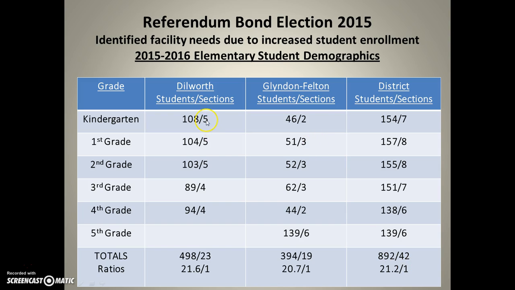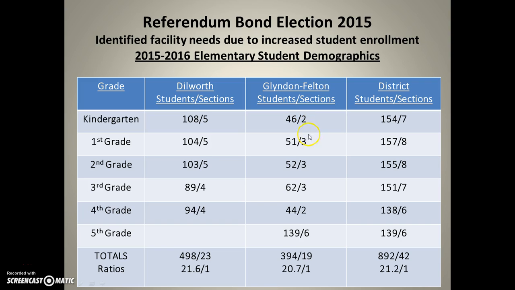We have 5 sections at each of the kindergarten, first grade, and second grade at the Dilworth site. We utilize 4 classrooms for the third grade and 4 classrooms for the fourth grade at the Dilworth site.